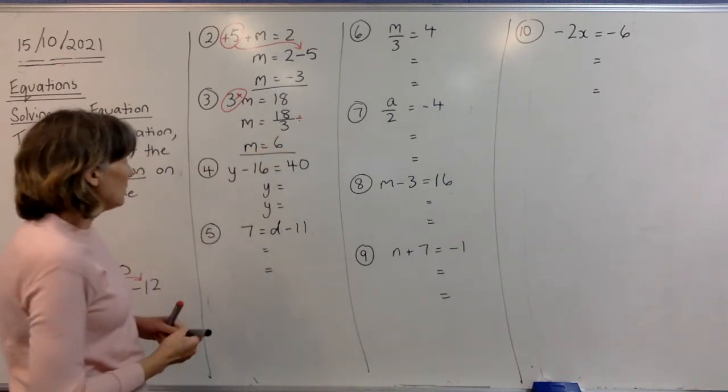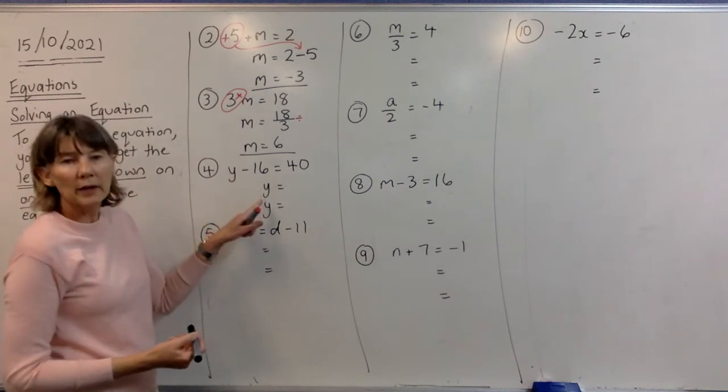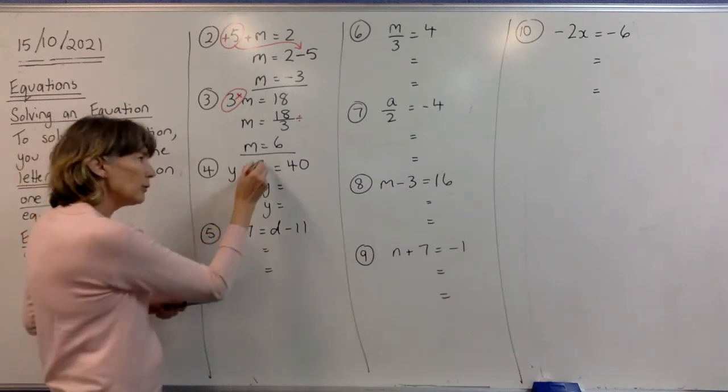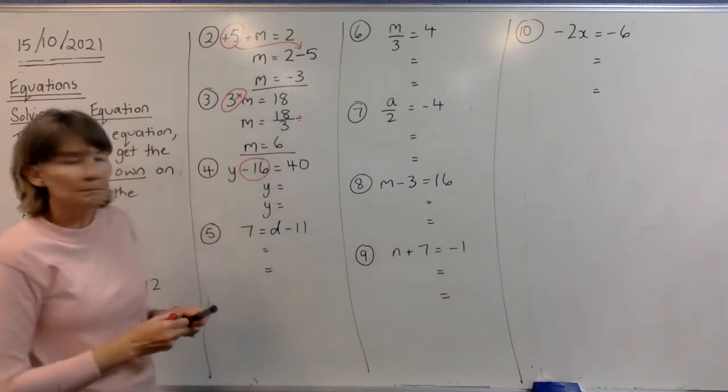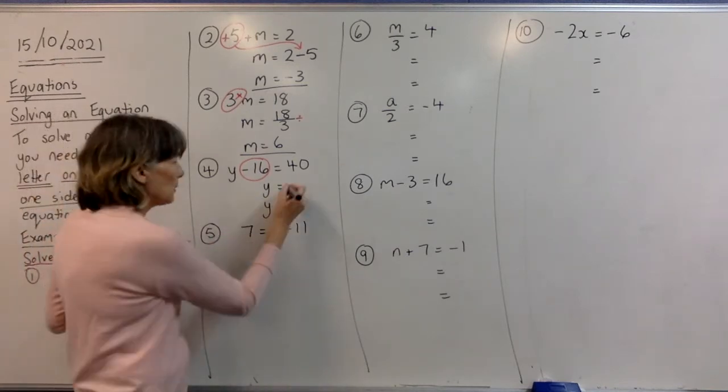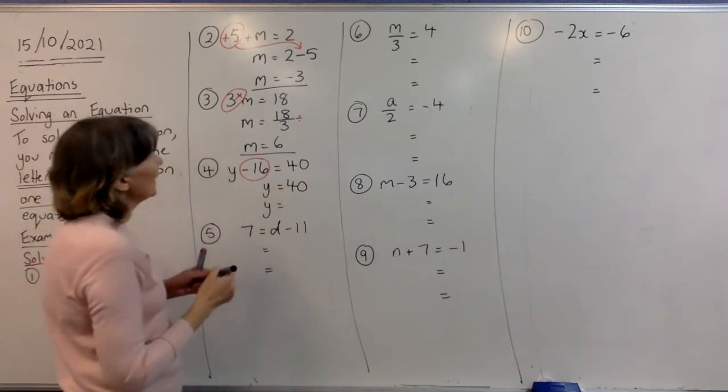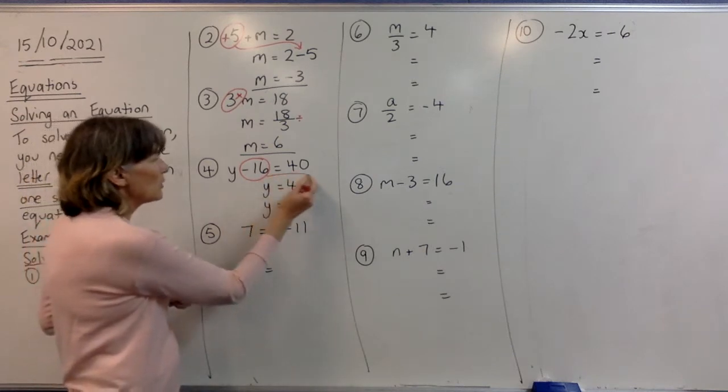All right, let's look at the next one. We want to keep the y on the left here, and we want to get rid of the minus 16. So over on the right, we copy what's already there. And now we're going to take the minus 16 over.